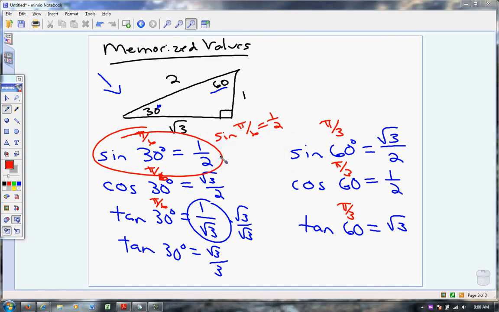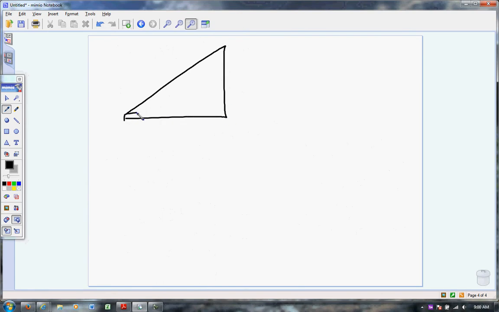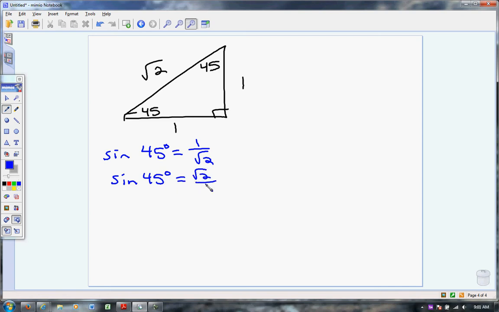Now there's another right triangle we learned, the 45, 45, 90. And we said that those two legs were 1 and the hypotenuse was radical 2. So if I do the trig functions of this one, the sine of 45 degrees is the opposite side, which is 1 over radical 2. But we have to rationalize that. So we would say that the sine of 45 degrees is radical 2 over 2 after we rationalize it.